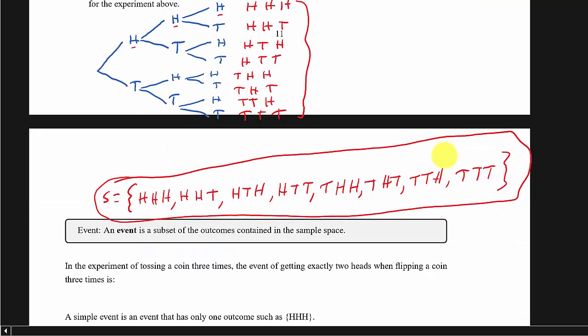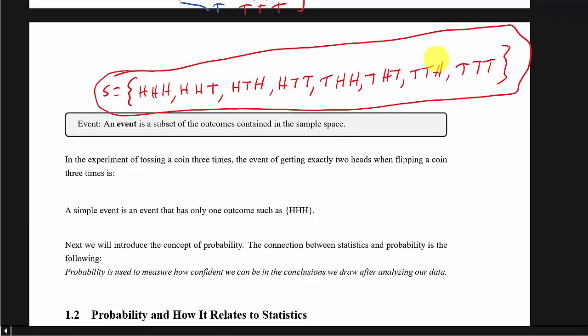Okay, so now let's keep going. It says an event is a subset of the outcomes contained in the sample space. That's an event. So in the experiment of tossing a coin 3 times, consider the event of getting exactly 2 heads when flipping a coin 3 times. I'm going to represent this with the letter E for the event, and the event is getting exactly 2 heads. This is the good part about writing out your sample space when you can, because if you write your sample space out, everything's right there.